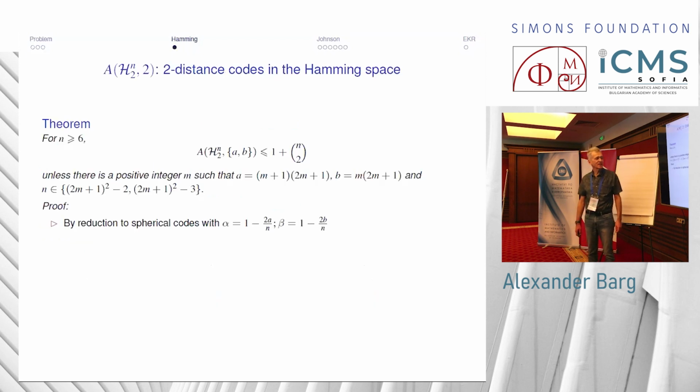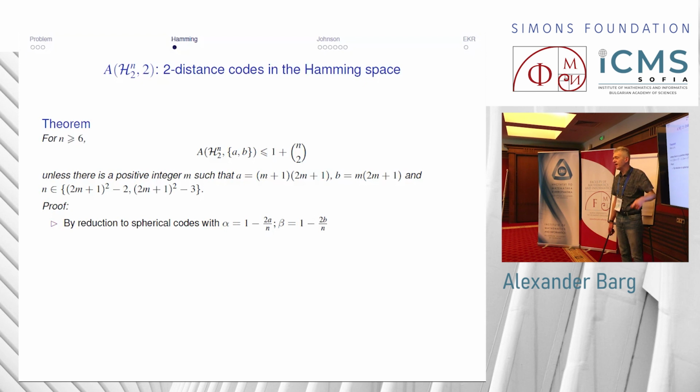So for the Hamming, in fact, it was easy for us because it was previously difficult for someone else, and then we relied on that difficult work to obtain our result. Namely, the first theorem goes as follows. If n is greater than 6 and the distances are a and b, then the maximum size is 1 plus n choose 2 unless a and b, the distances, are of the shown form for some integer m, and the dimension relates to m as shown here.